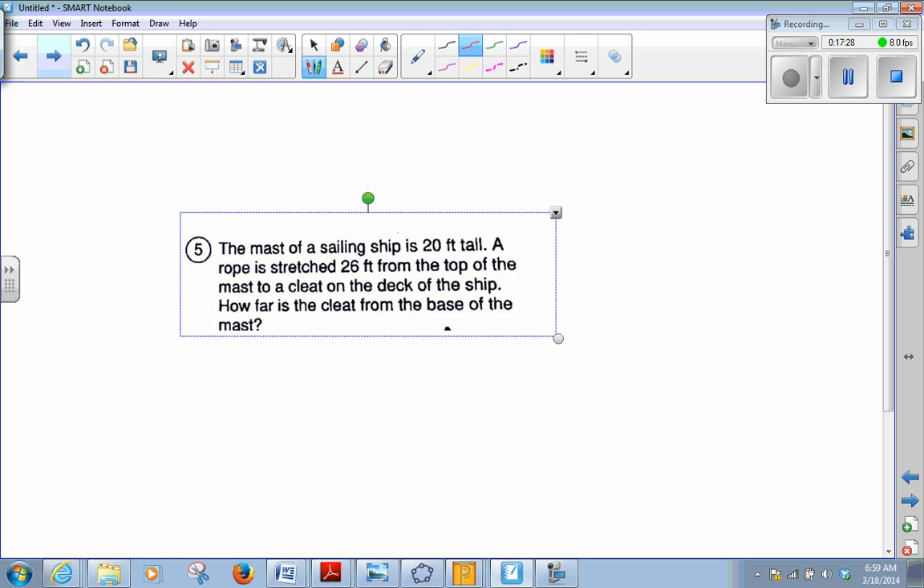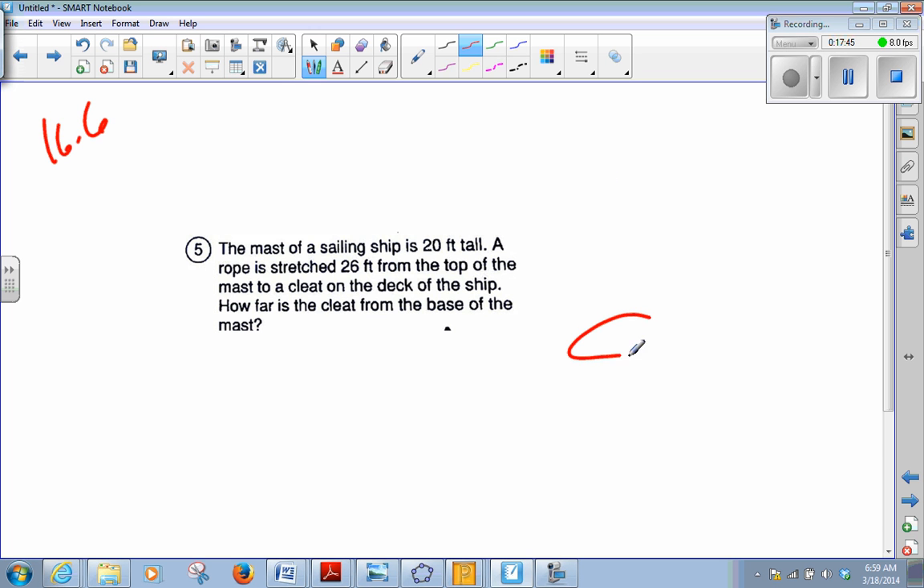Number 5. This one could be a little bit complicated if you don't know anything about ships. So I'm going to go ahead and tell you the answer, and that you should have gotten 16.6. But you may want to go ahead and watch anyway, just so you know what exactly this problem is talking about. Okay, so if this is your ship, and yes, I know that's a really stupid drawing of a ship. Okay, the mast is the part that stands up on the boat, that holds part of the sail.